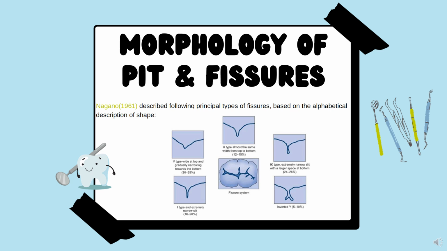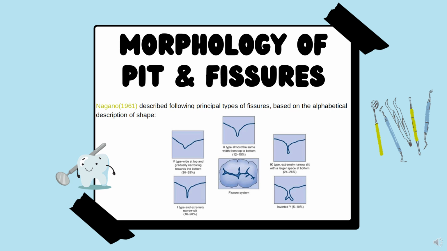So now let me tell you which is actually a caries prone type. So caries prone type is nothing but which one? I-type are caries susceptible type, whereas V-type and U-type are caries resistant type. So remember this, okay? And the percentage, this might be asked in your NEET question. So V-type is present approximately in 30 to 35% of the individuals, whereas IK type is present in 24 to 26% of the individuals, and I type is present in 18 to 20% of the individuals, and inverted Y type is present in 5 to 10% of the individuals.